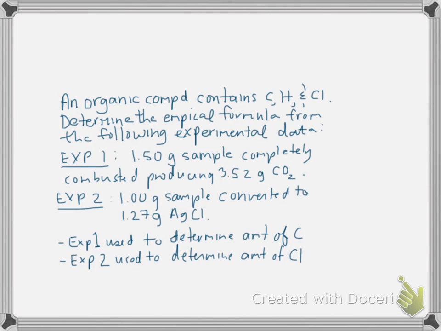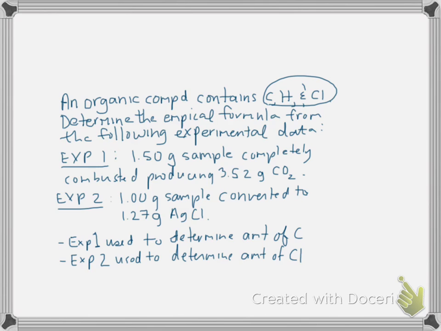So the objective of this particular problem is to determine the empirical formula. You're given that there's an organic compound. It contains carbon, hydrogen, and chlorine. So you see that right here. You are asked again to determine the empirical formula. There are two experiments, and you're going to use those two experiments to get the elemental information.